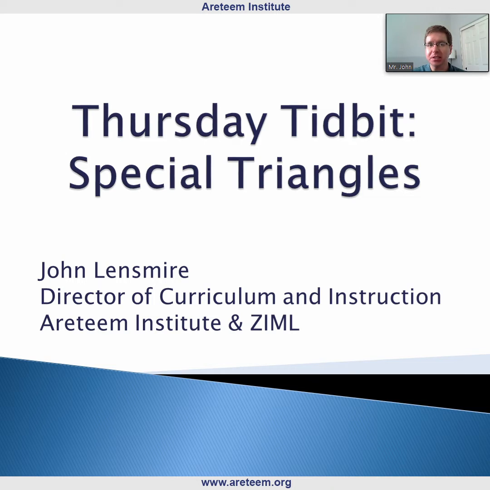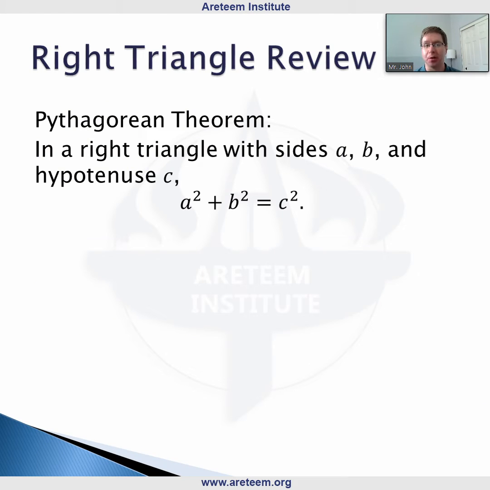These are typically just called special triangles, but they are going to be right triangles, and that's important because we need to be using one of our most famous theorems about right triangles, the Pythagorean theorem. So if you need a quick review, if you want to see the proof of this again, you can check out the Thursday tidbit from the past in the video link below. Otherwise, we're just going to be using this theorem today.